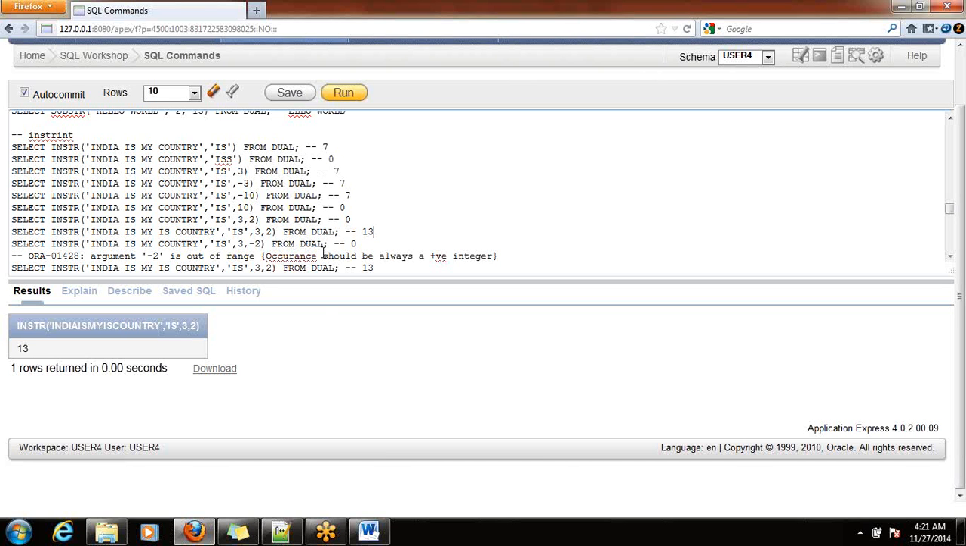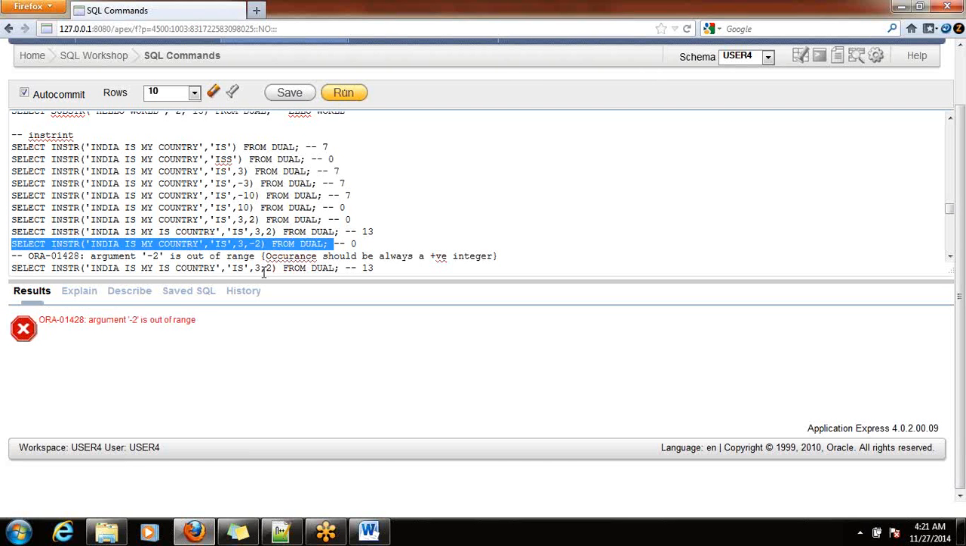And I gave -2 over there as the fourth argument, occurrence. Let me give occurrence -2. And here you can see it is giving me an error. -2 is out of the range. Occurrence should always be a positive integer.